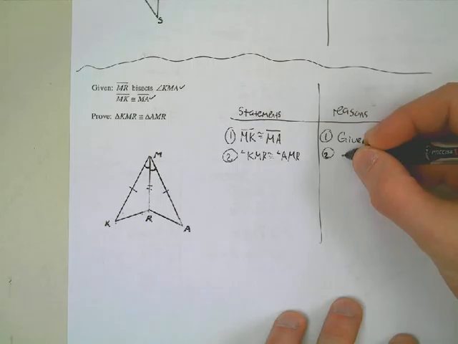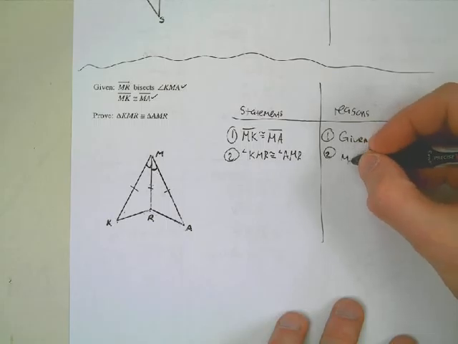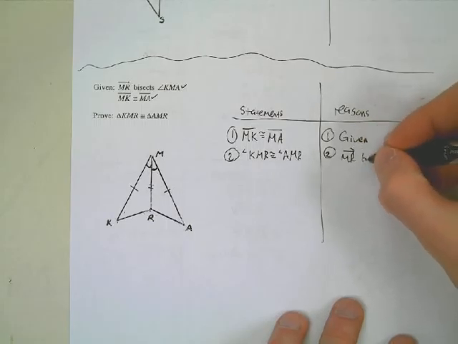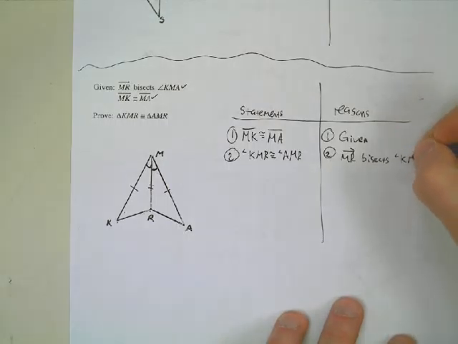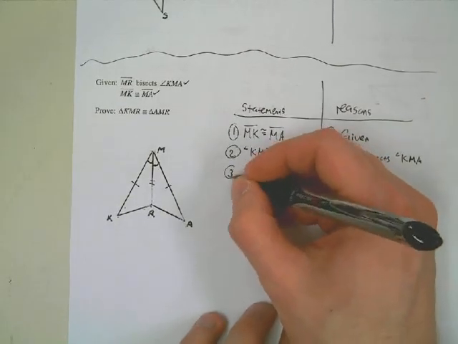Look in your given. Oh, the MR bisects. Exactly. MR bisects angle KMA. Anytime we see a bisector or a midpoint, we know that's going to create two equal things. An angle bisector creates two equal angles. A midpoint creates two equal segments.